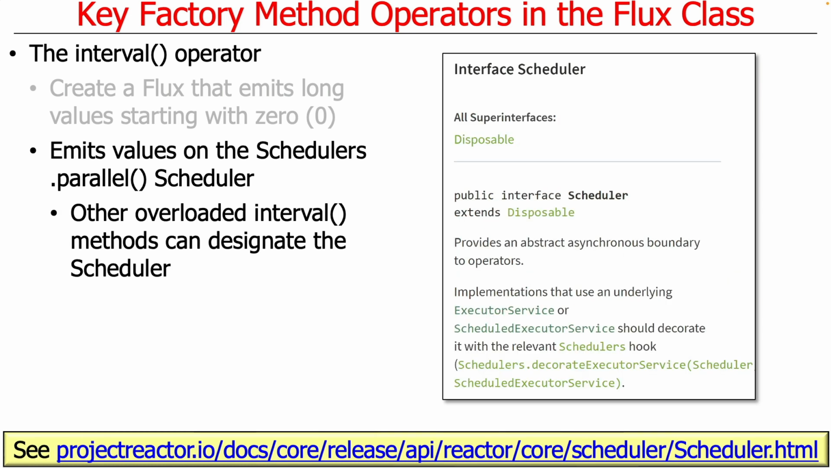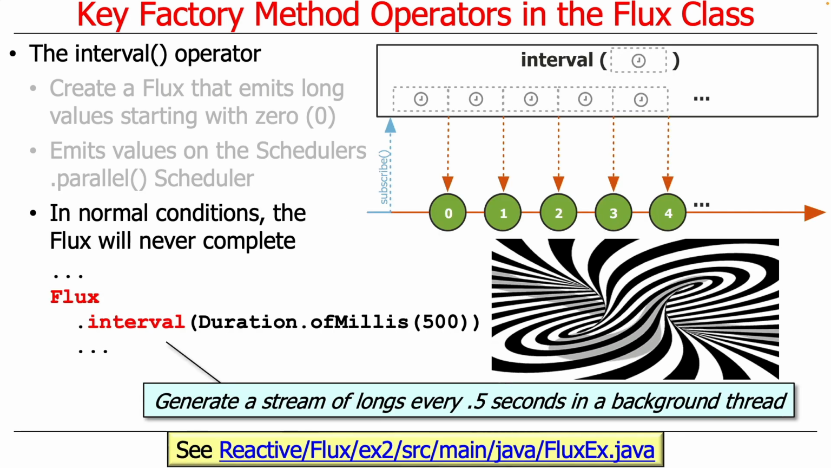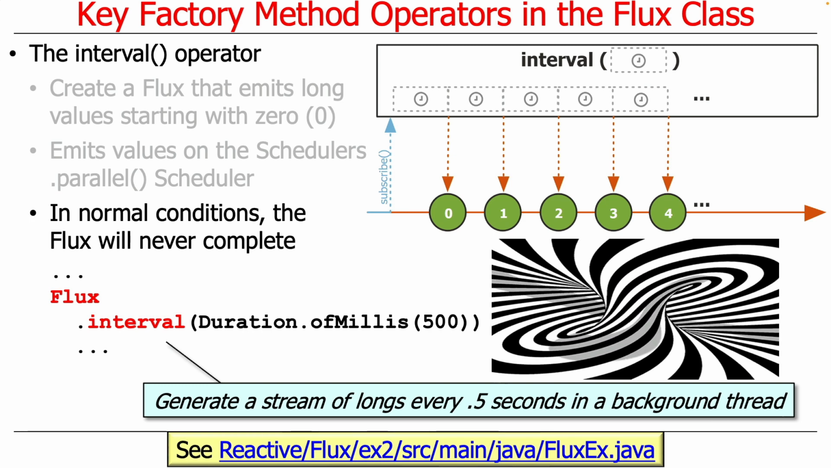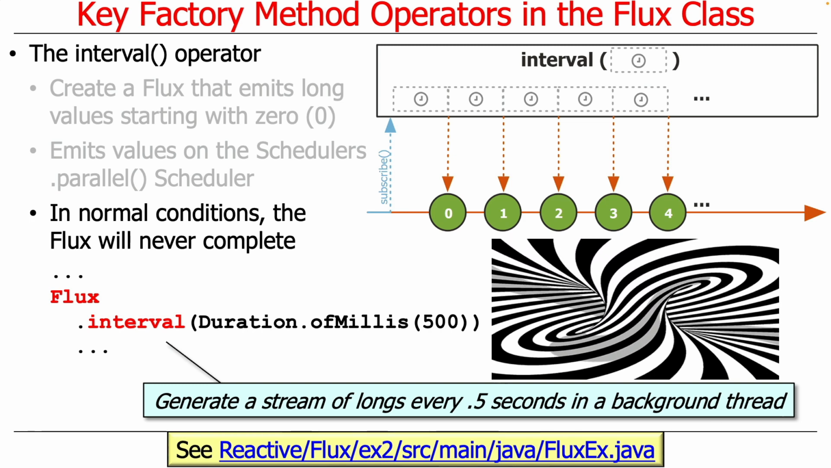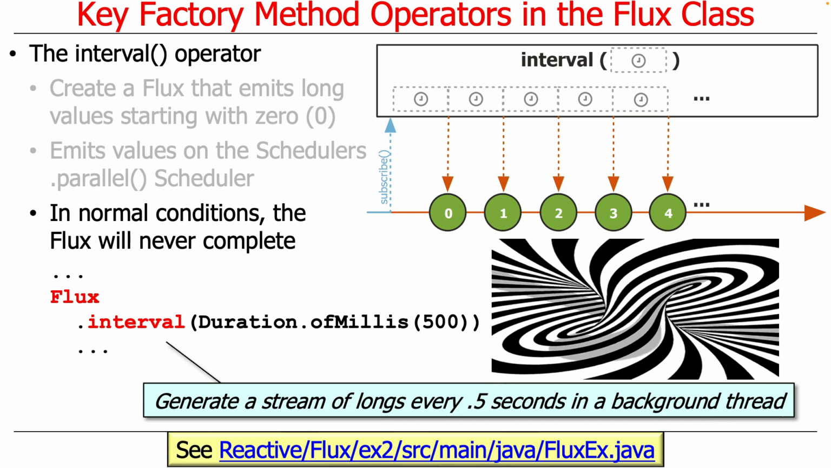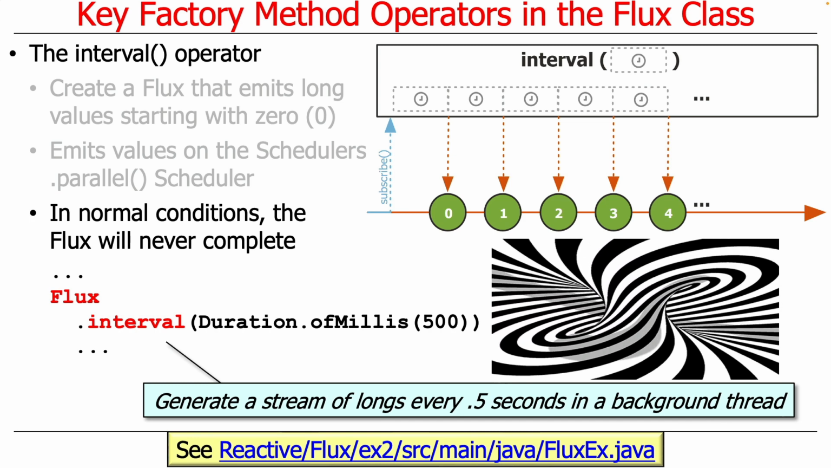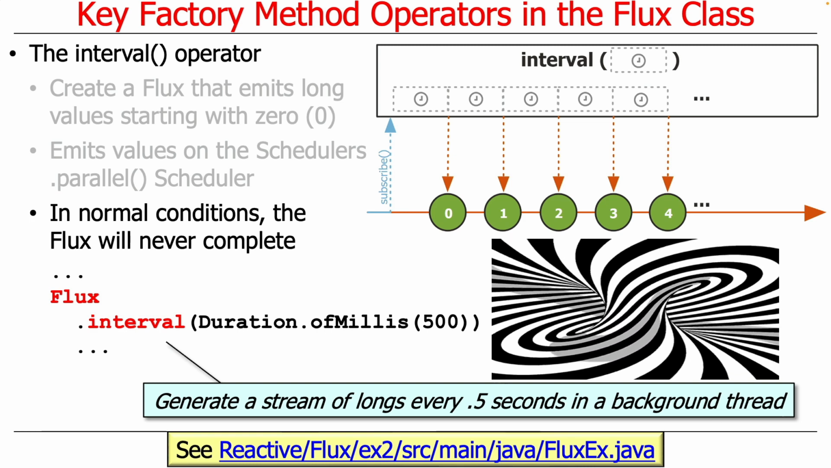However, there's a whole boatload of other overloaded interval methods where you can provide the scheduler that you want. So you can say, I don't want it to run on the parallel scheduler. I want it to run on some other scheduler that I'm going to provide. Under normal conditions, the flux that uses intervals will never complete. So it'll generate those values forever or until, I guess, when you reach the end of the size of long, it'll wrap back around again. But the point is it goes on forever.